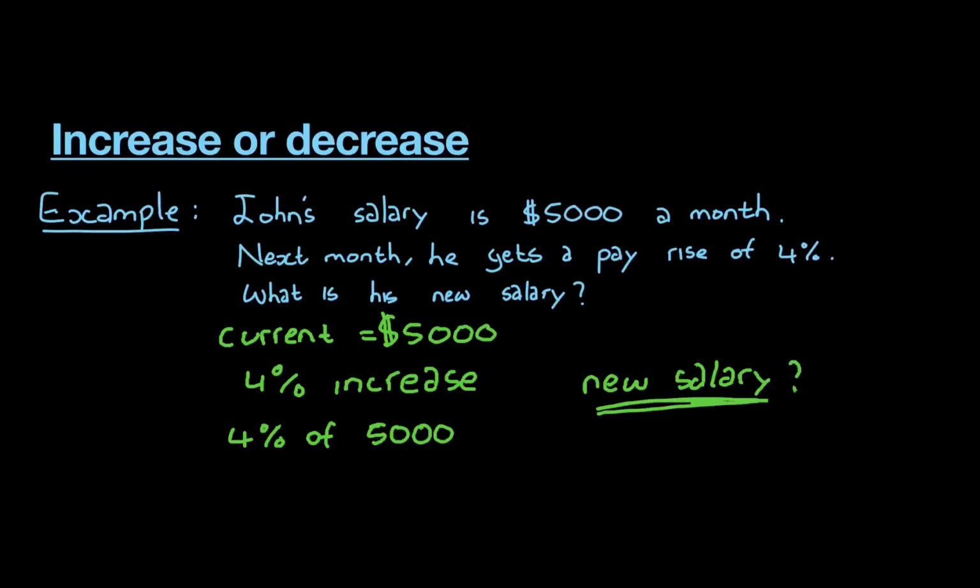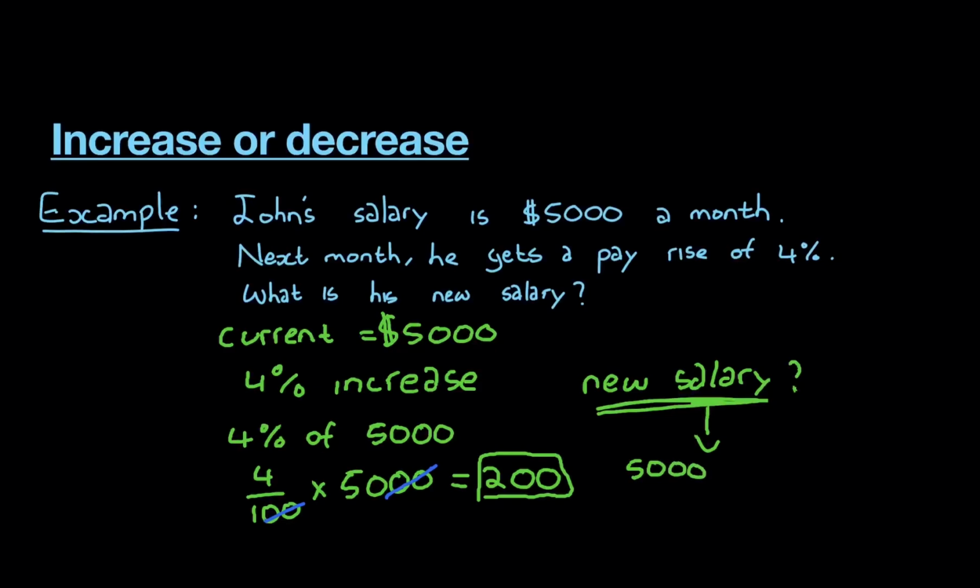So 4% of 5,000 is the same as saying 4 over 100 times 5,000. Let's cancel these zeros, and you get 4 times 50, which is 200. So this is not his final salary. This is how much the salary will increase by. So his new salary will be 5,000, which is his original salary, plus 200, which will give you 5,200.